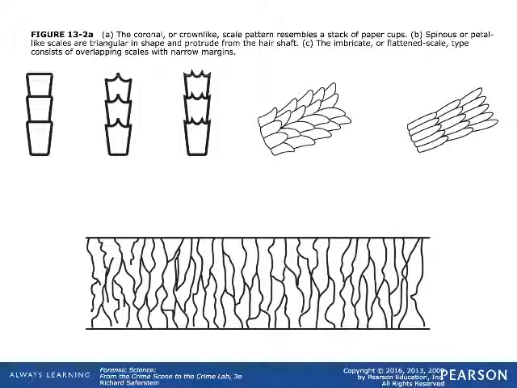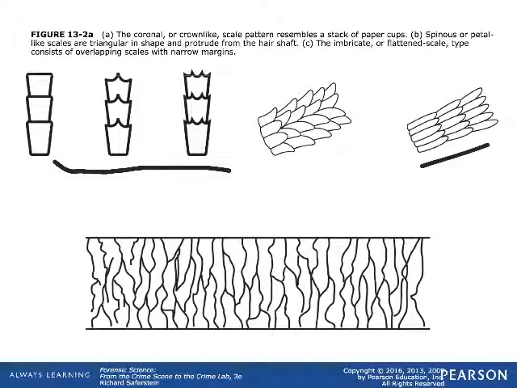Okay. There's another picture from the book, and it shows different kinds of scale patterns. There's one called coronal, and coronal kind of looks like a crown, or you could think of it as a stack of paper cups. The cups are all kind of stacked together. Sometimes there are little arches on the cups too, so the cups maybe have been cut to make them different shapes instead of just being totally round at the top. Okay, we also have scales that can be spiny or shaped kind of like petals on a flower.